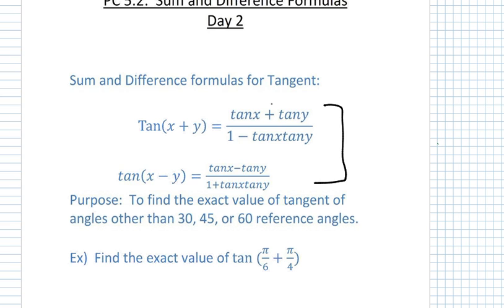The top part, tangent x plus tangent y, is the same sign as what you're doing. If you're adding, it's plus, and then the bottom is the opposite. For this one, notice you're subtracting, it's a minus, and then the bottom is the opposite.